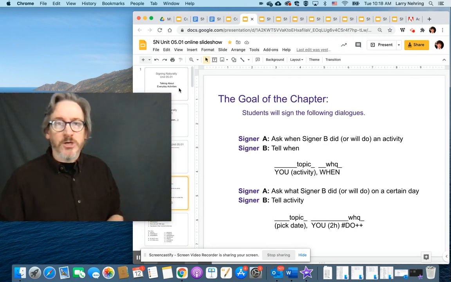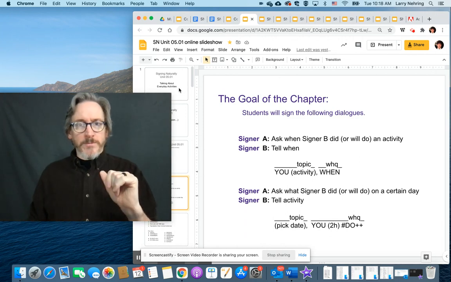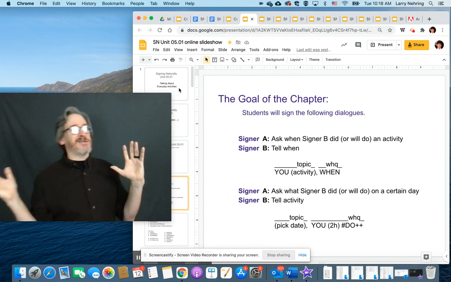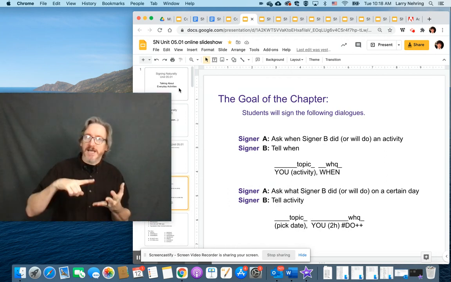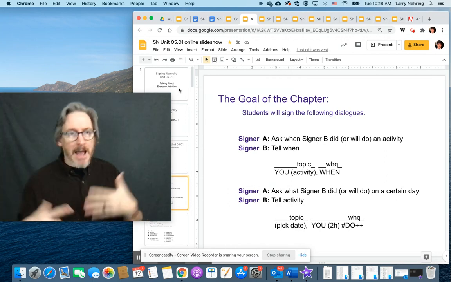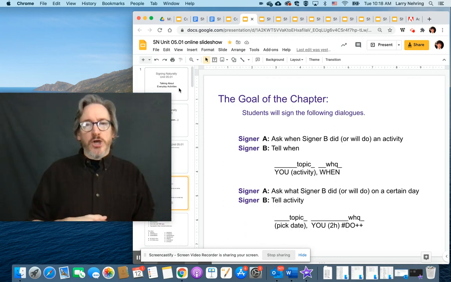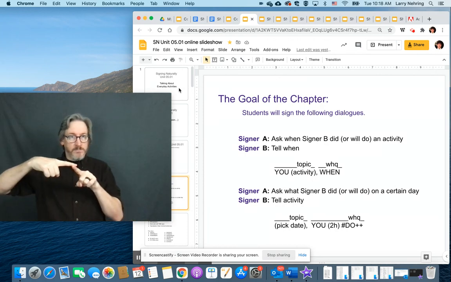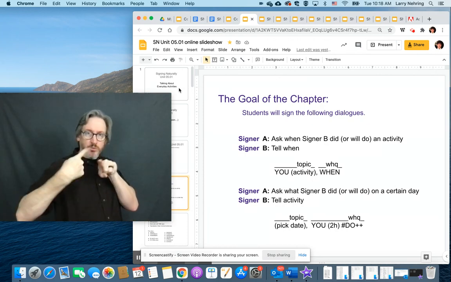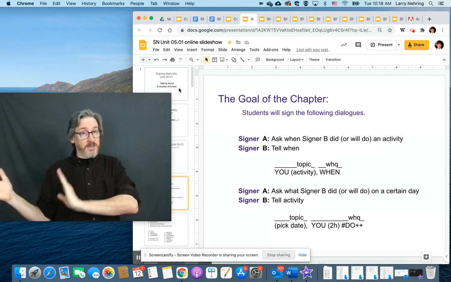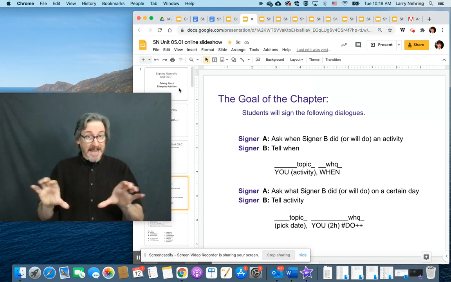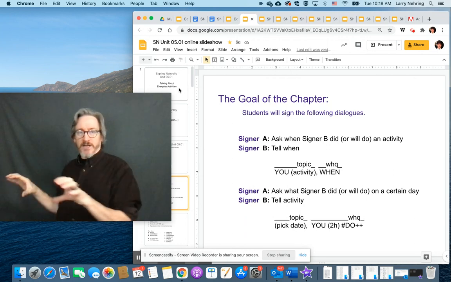Okay. So 5.1, we're talking about everyday activities. This entire unit, we're going to talk about chores and errands and hobbies, activities, stuff like that. So the first thing we're doing is using the when question, right? So when. It's like you're drawing a clock face, when. And we always end with a WH question, remember? So when. So you, some activity. This is just a generic sign for activity.